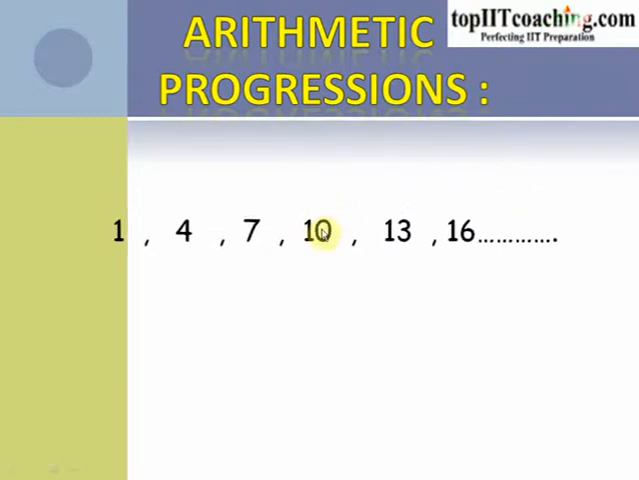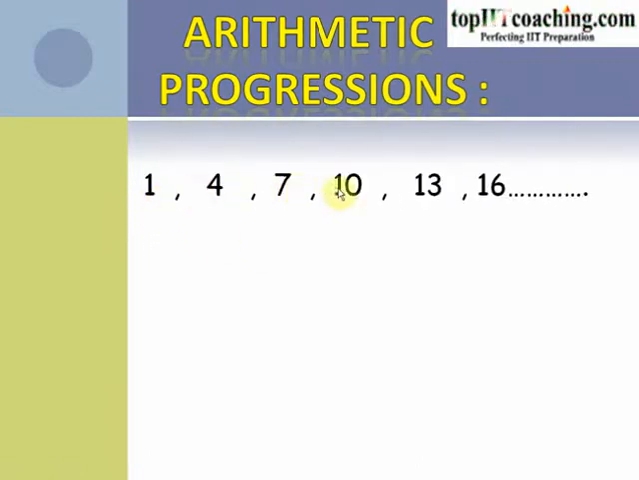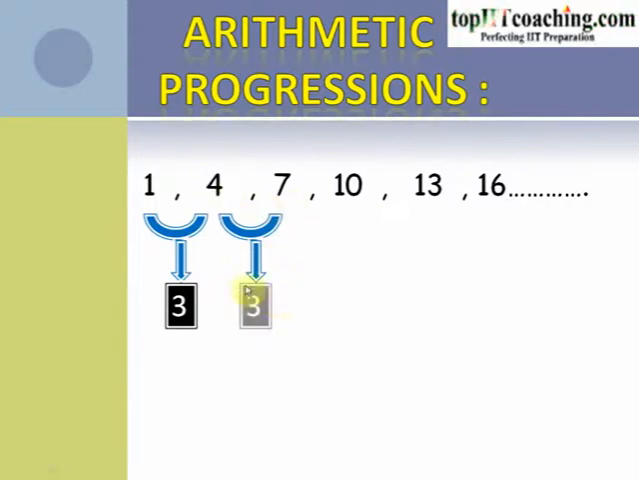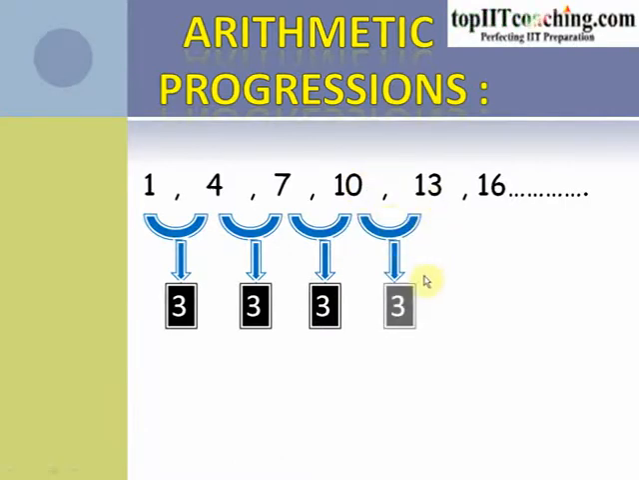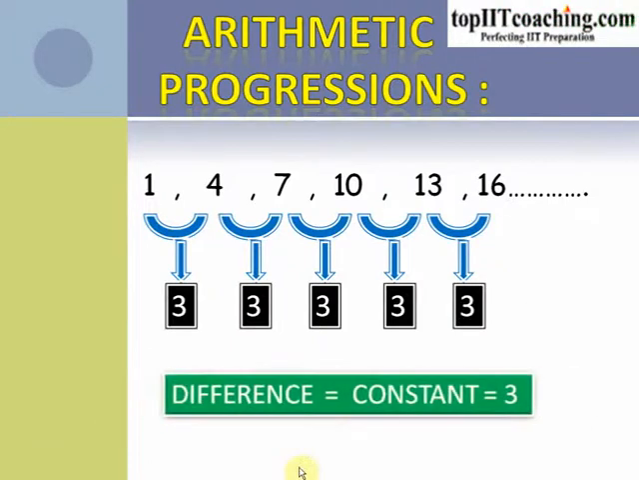Similarly, let's see one more example. If we have a series 1, 4, 7, 10, 13, 16, and we look at the difference between any two consecutive terms, it is equal to 3 each time. Again, we can say that the difference here is constant and that is equal to 3. So this is also an example of an arithmetic progression.